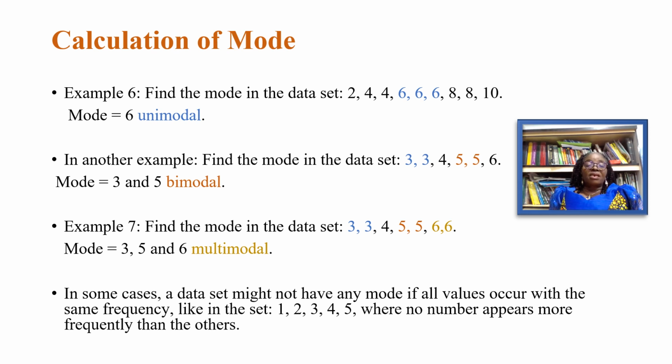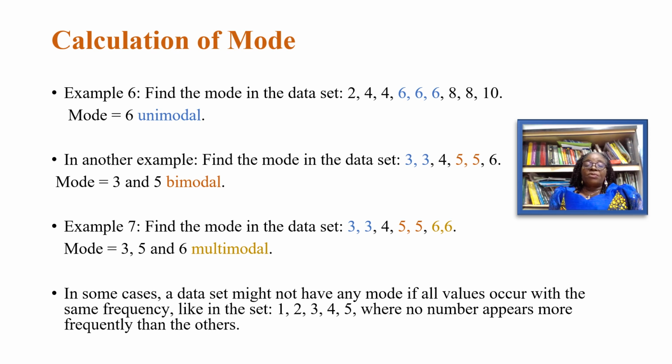In another example, if we are told to find the mode in the data 3, 3, 4, 5, 5, 6, in this data 3 appeared 2 times, 4 appeared once, 5 appeared twice, and 6 appeared once. So this data is what we call bimodal. That means it has 2 modes, 3 and 5.